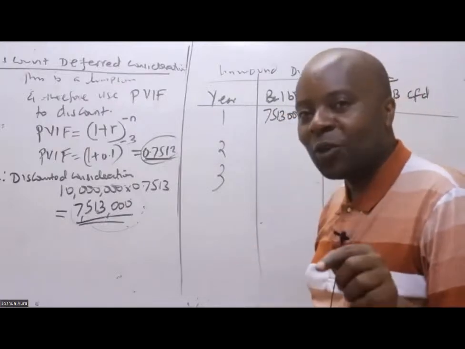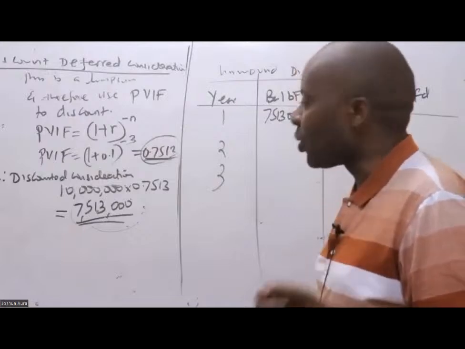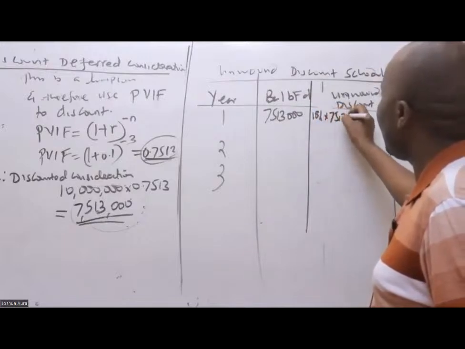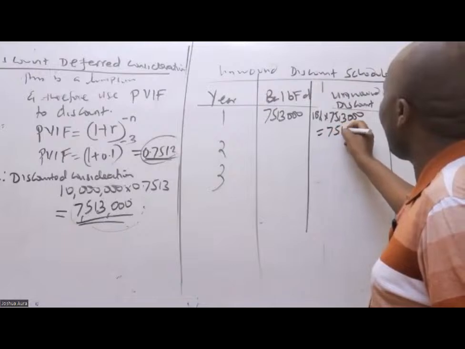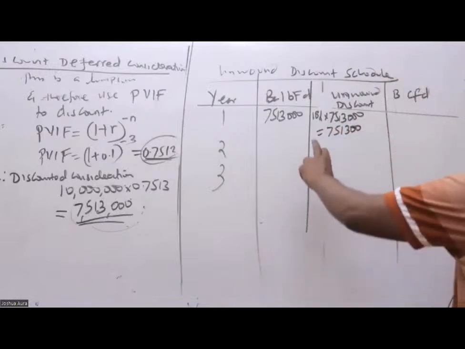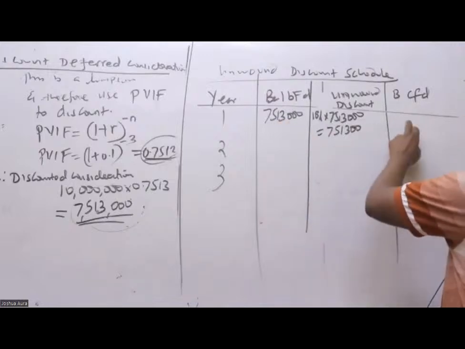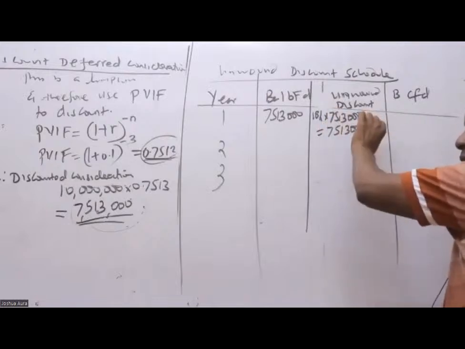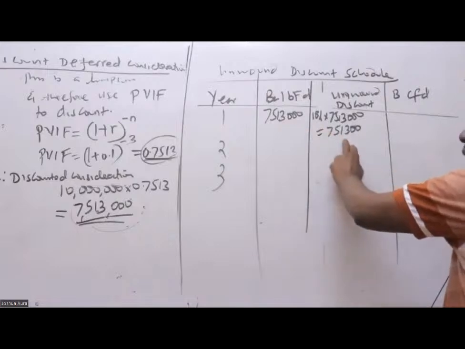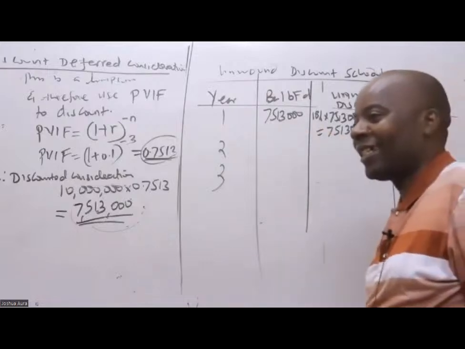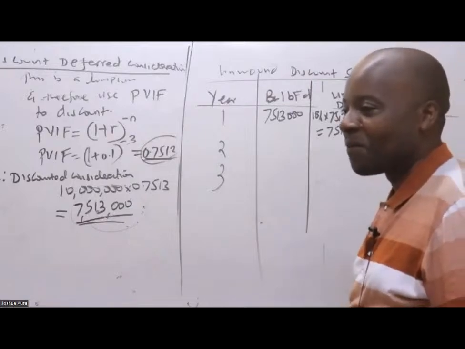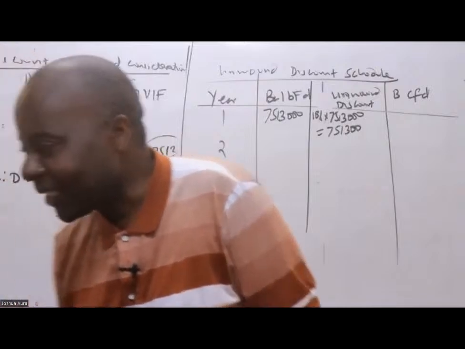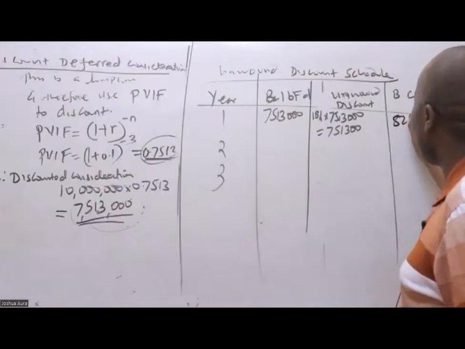Remember, to unwind the discount, we use the cost of capital. So here we take 10% of 7,513,000, which will be 751,300. So balance carried forward will be this plus this. We take this plus the unwound discount, because now we are reversing the discount. Can somebody give me this plus this? It is 8,264,300.